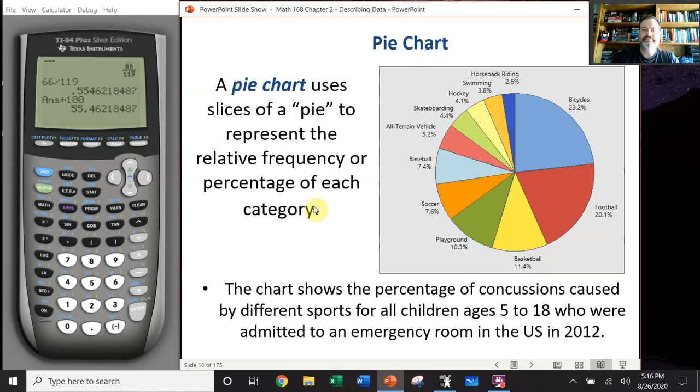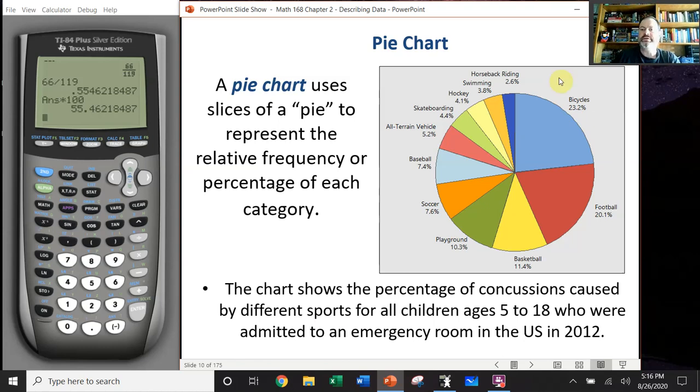All right, moving on. So a pie chart is one way that we visualize categorical variables. So here we're not looking at rock, paper, scissors. I'm switching the example up. This chart shows the percentage of concussions caused by different sports for all children ages 5 to 18 who were admitted to an emergency room in the US in the year 2012. A lot going on there, right? But you can see what's happening, right?